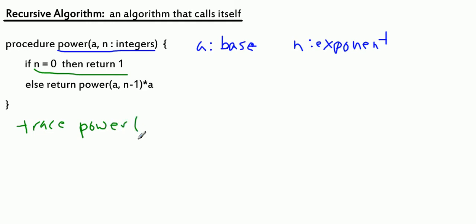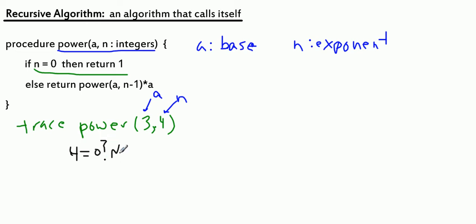Power, let's say 3, 4, right? First thing we would do is understand that the a is 3 and the n is 4. So the first thing we're going to do when we trace this code is ask ourselves, is 4 equal to 0? Right? The answer is no.